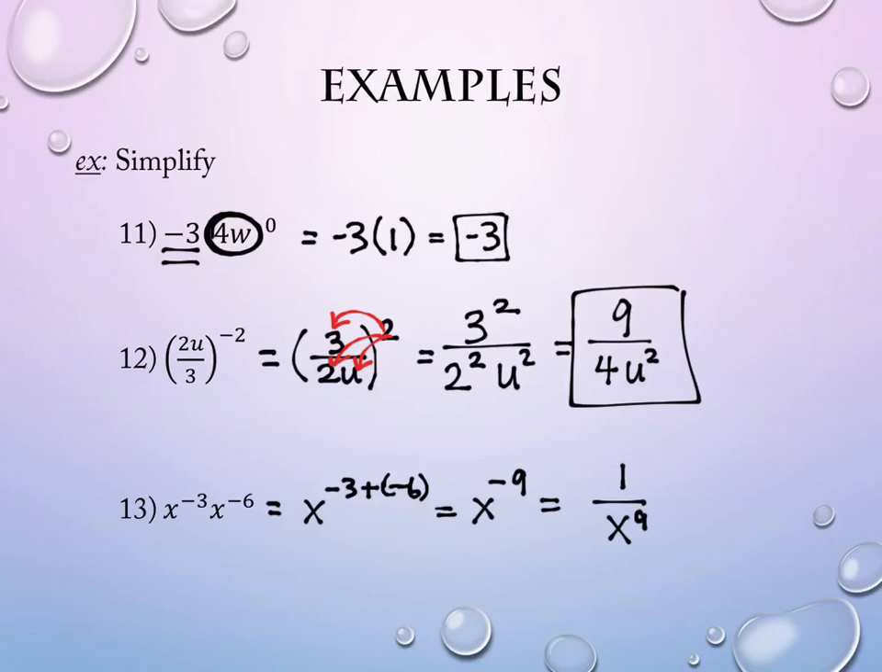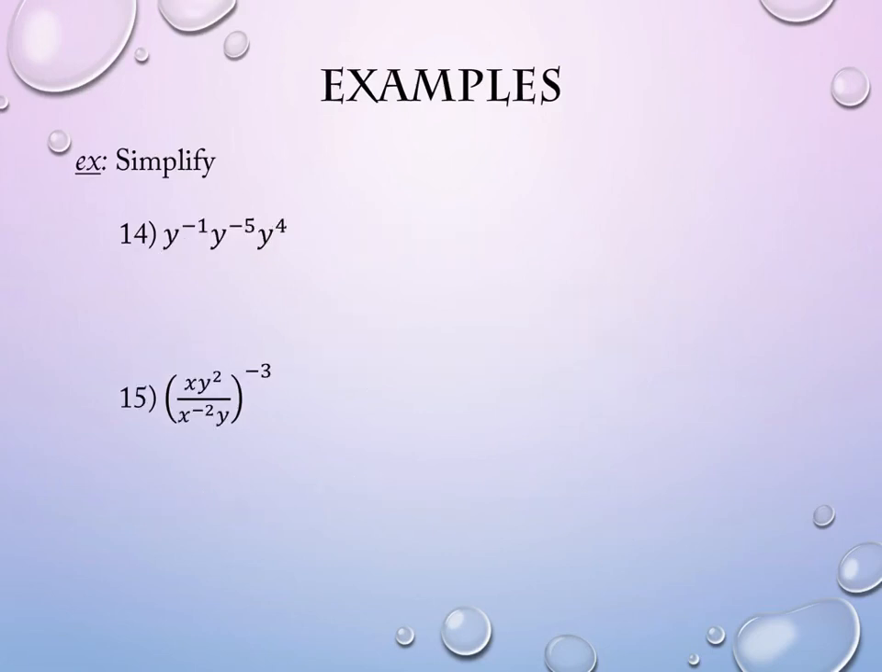Okay, one more that's kind of like 13. y to the negative 1, y to the negative 5, y to the 4. What am I going to do with those exponents? I'm going to add them. So negative 1 minus 5 and plus 4. It's not really minus 5, I should write it better, but it's plus a negative 5 and plus a 4. So what is negative 1 plus negative 5 plus 4? It's negative 2. So this becomes y to the negative 2. Right? It's 1 over y to the power 2, or squared.